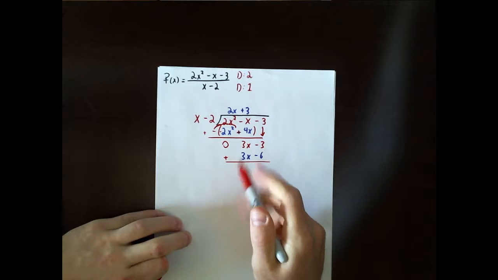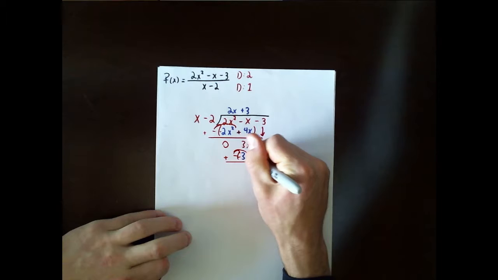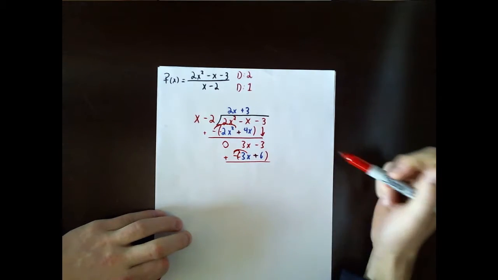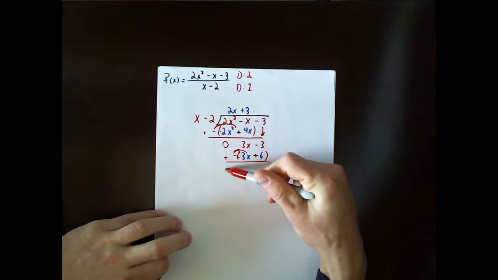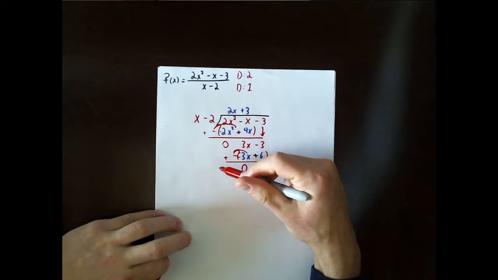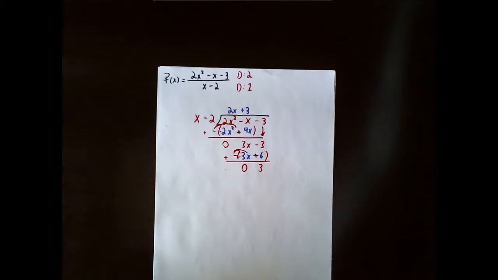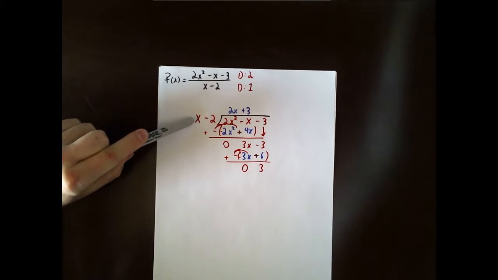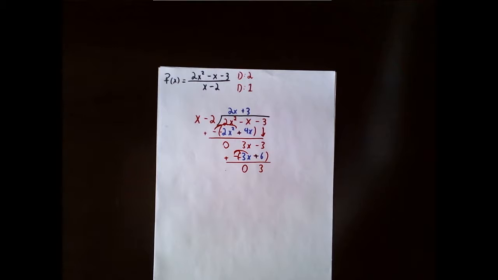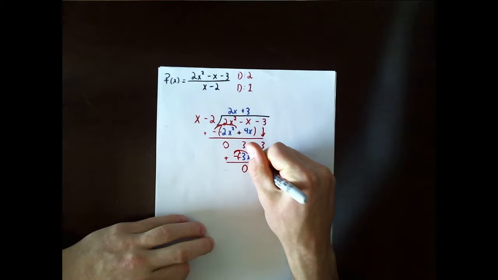And once again, I'm going to add these two together and distribute the negative. So I distribute like this. And it looks like I'm going to have 3x plus a negative 3x, which gives me 0. And then negative 3 plus a positive 6 is going to give me a positive 3. And there's nothing that we can multiply by x to get 3. So we know that at this point we're done with our polynomial long division, and our remainder is going to be 3.